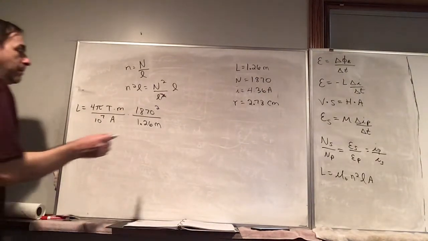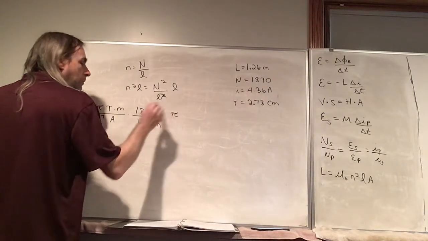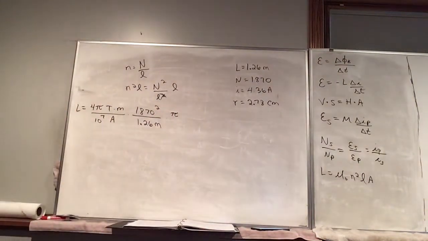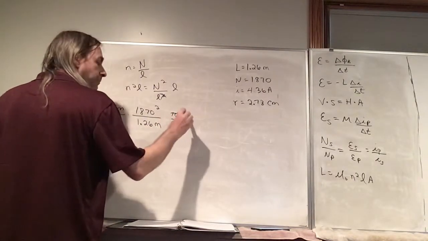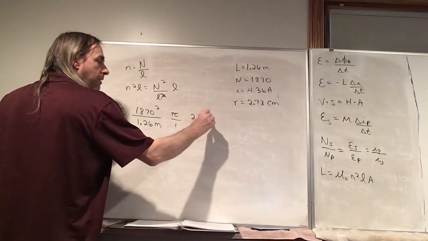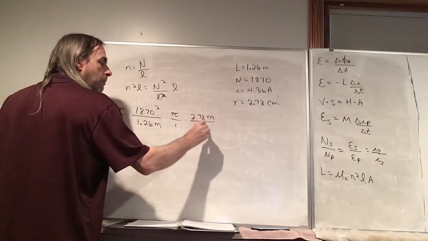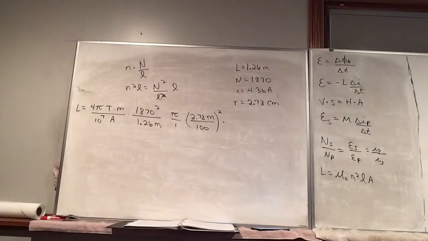Now the area is pi r squared. I should have used a 1.26. I knew there was going to be a pi involved in this one as well, but not in a way that cancels out. But anyways, convert this to meters, and then square it. So we want to get henries out of this.